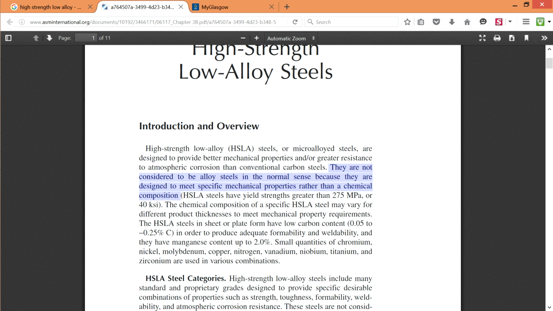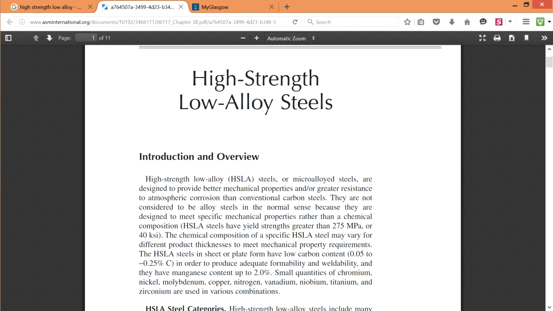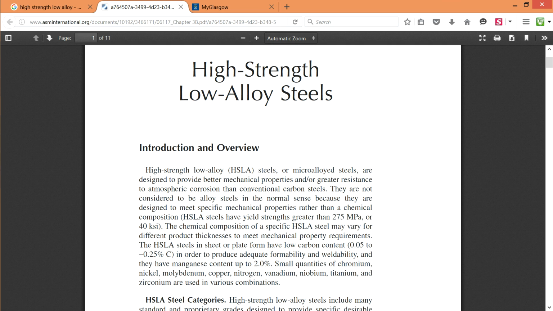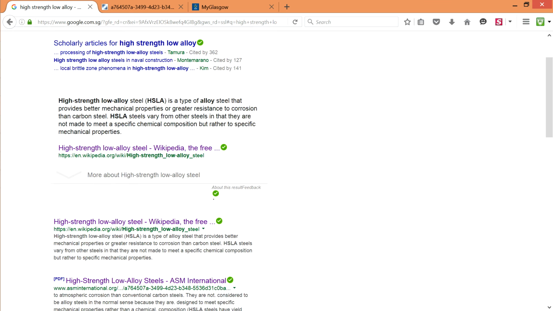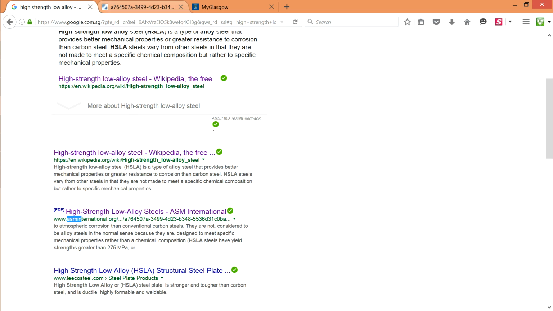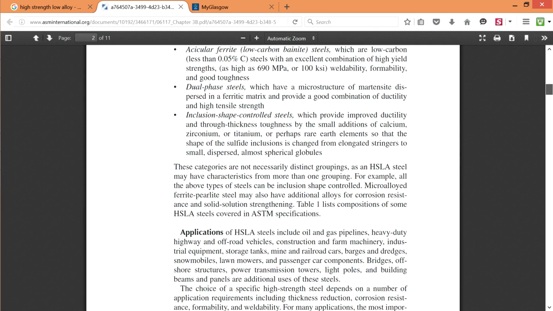This is what I'm talking about, and it provides better mechanical properties and greater corrosion resistance than conventional carbon steel, which is the carbon alloy steels or things like that. Therefore, this type of steel is a new type of thing coming out. If you want to know more, you can type in high strength low alloy and go to ASM International. It's a metal company, I think, and then you can go and search for it.